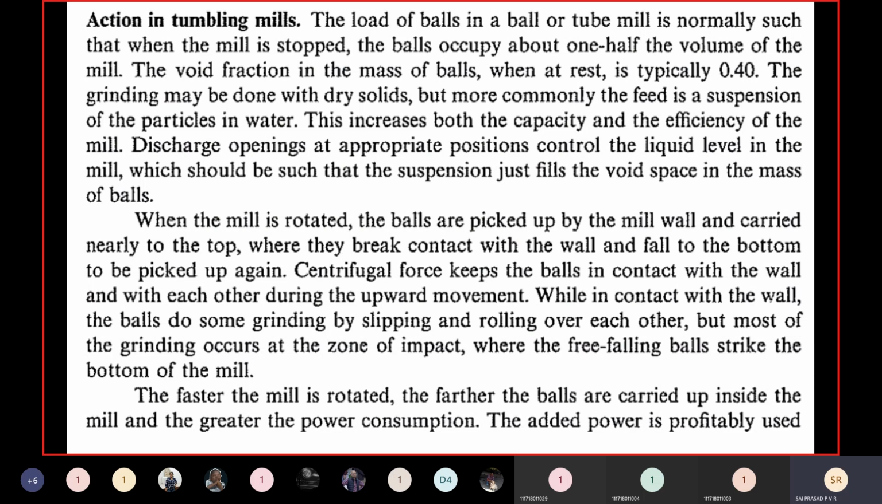The faster the mill is rotated, the farther the balls are carried up inside the mill, and the greater the power consumption. So, as just now, if you increase the RPM of the ball mill, what will happen? The balls will stick to the metal of construction and they will not detach from the top. And this is the process of centrifuging. We are continuously giving energy to maintain the rotation of the cylindrical shell, but no crushing is taking place. So power consumption is increasing.